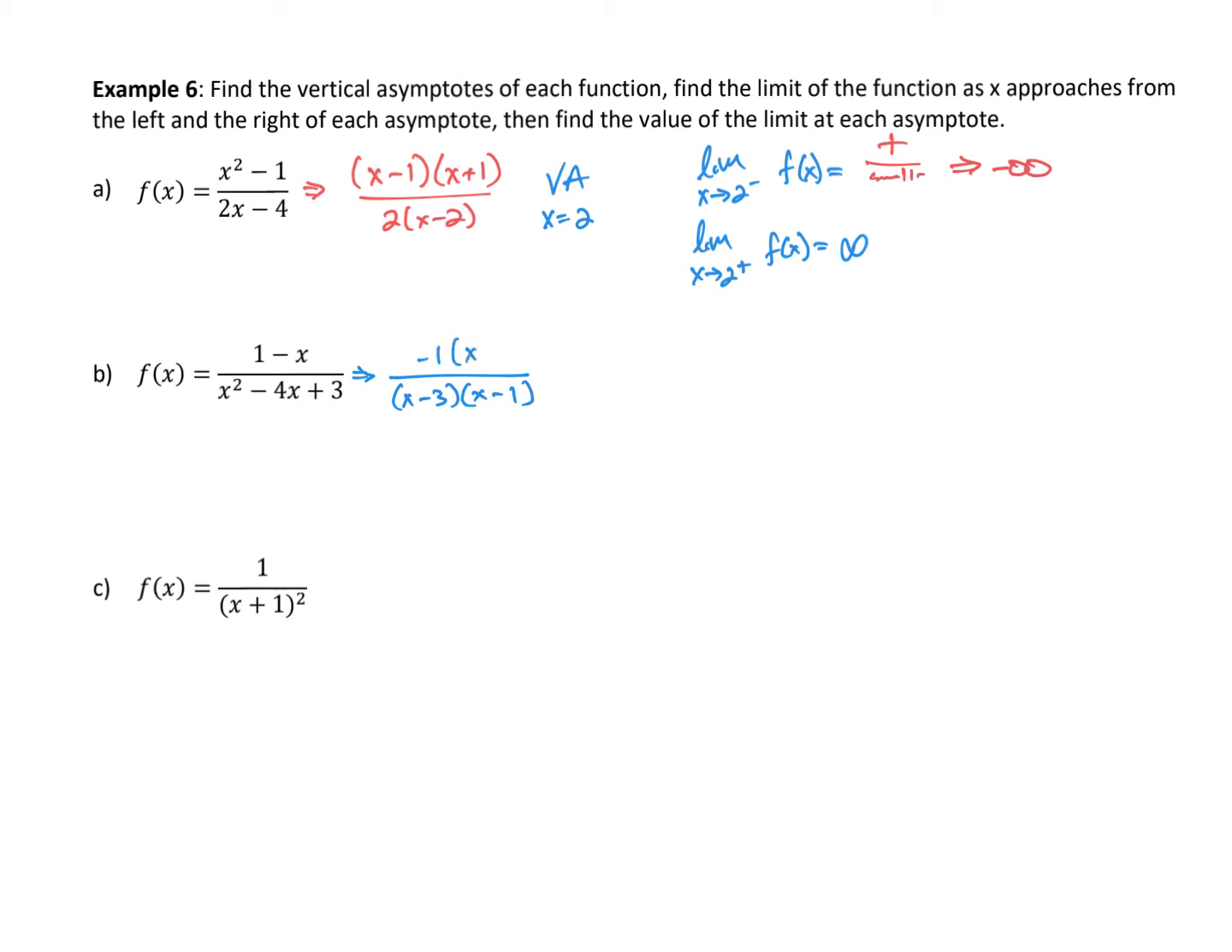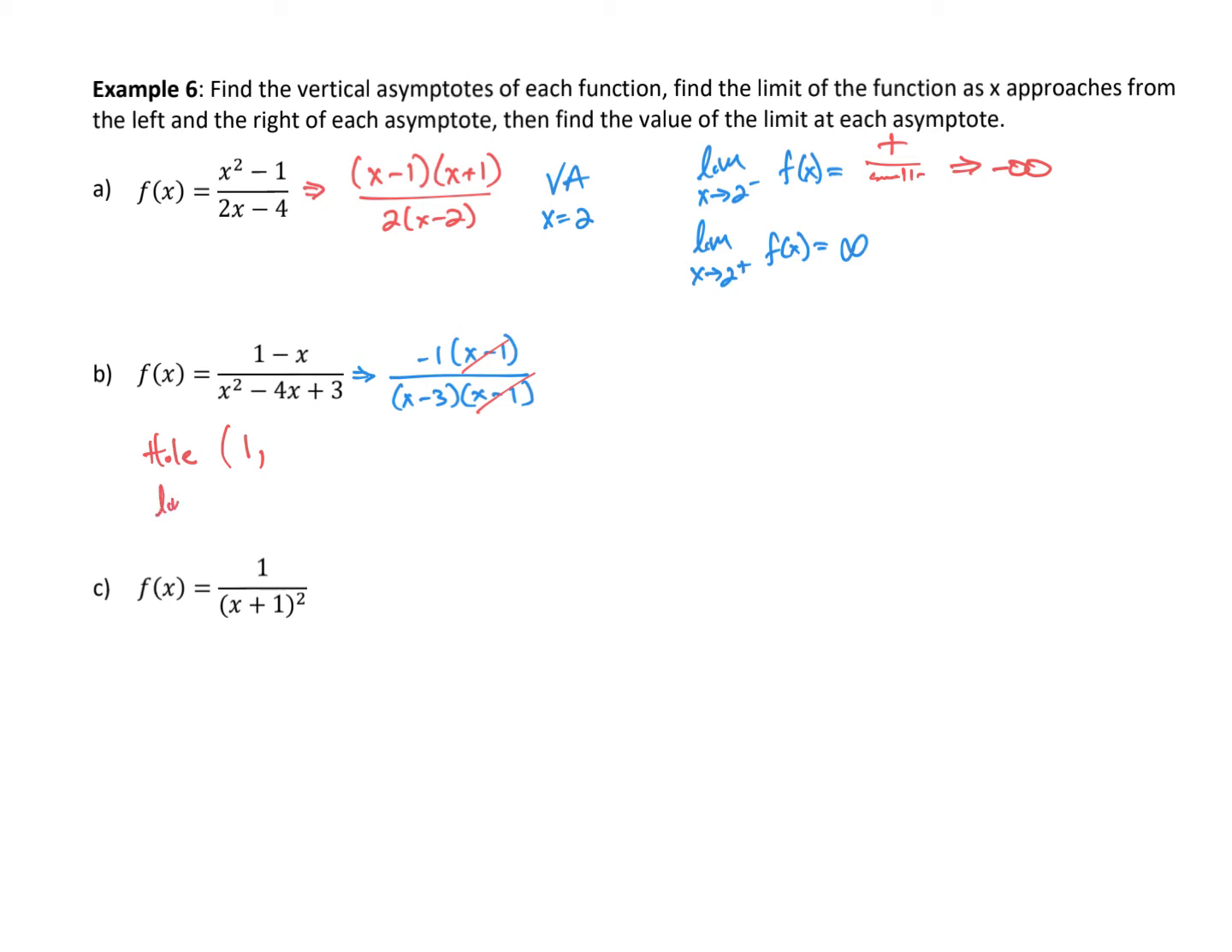Factor out a negative 1. Good. So what happened? My x minus 1's cancel. So what does that create? We talked about this the first day we did limits. That creates a hole. So I want to figure out where that hole is. So we have a hole at 1 comma something.